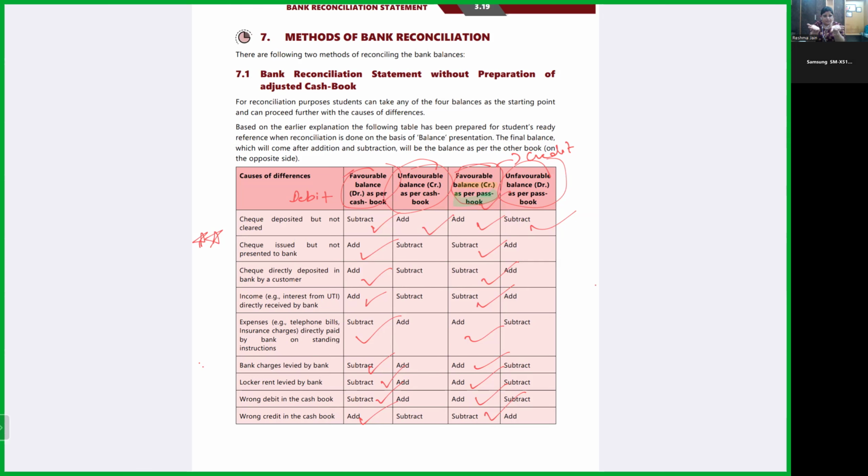Income directly received by the bank, subtract it. Expenses by the bank, add it. Bank charges levied by the bank, add it. Locker rent levied by the bank, add it. Wrong debit in the cash book, wrong receipt in the cash book, add it. Wrong credit in the cash book, subtract it.